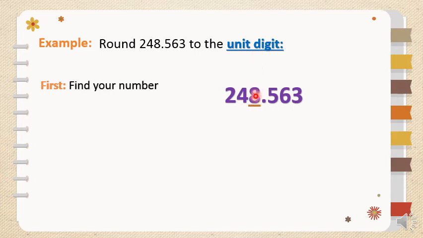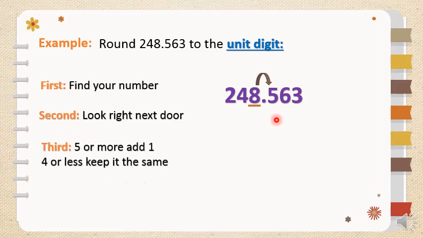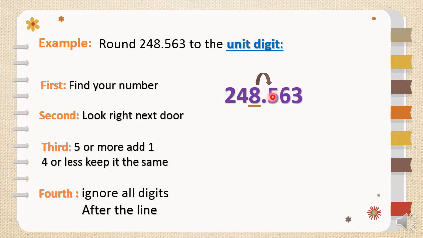This is the unit digit, 2. We draw an arrow to the next digit. This is the next digit. We said that if it's 5 or more, we add +1. If it's 5, 6, 7, 8, or 9, we add +1 to the underlined digit. If it's 0, 1, 2, 3, or 4, we keep this digit the same. So here it's 5. So we add +1 and we ignore these digits to the right.